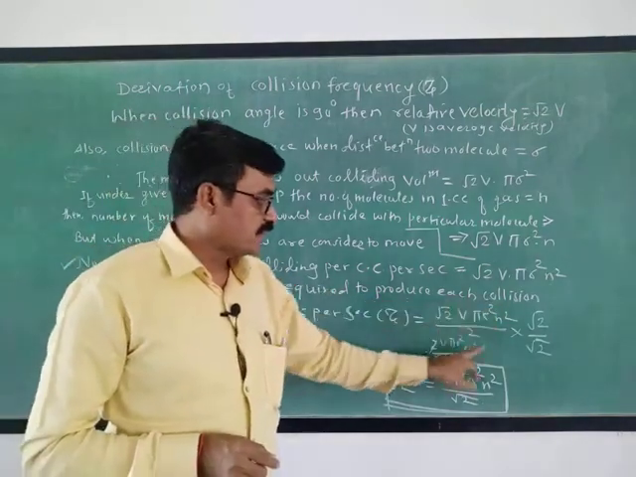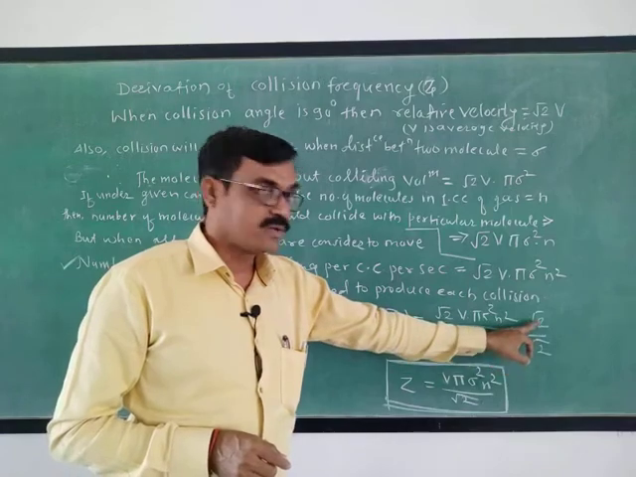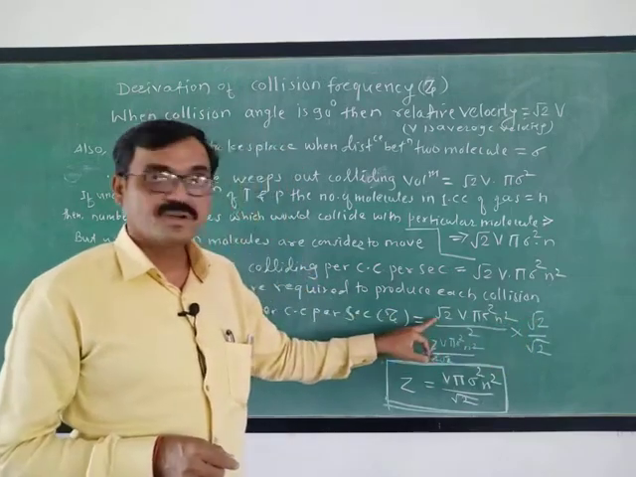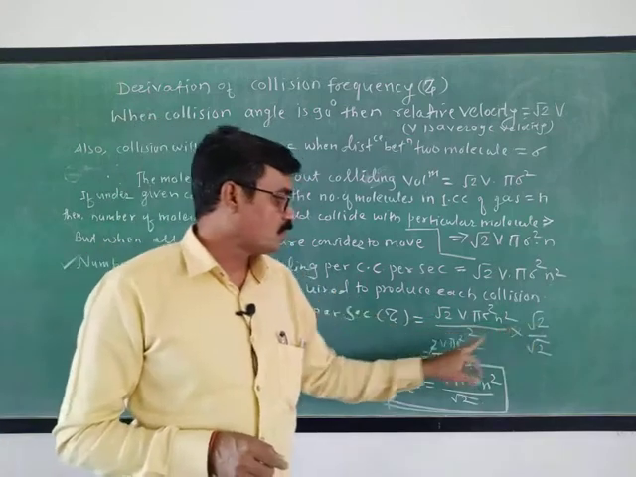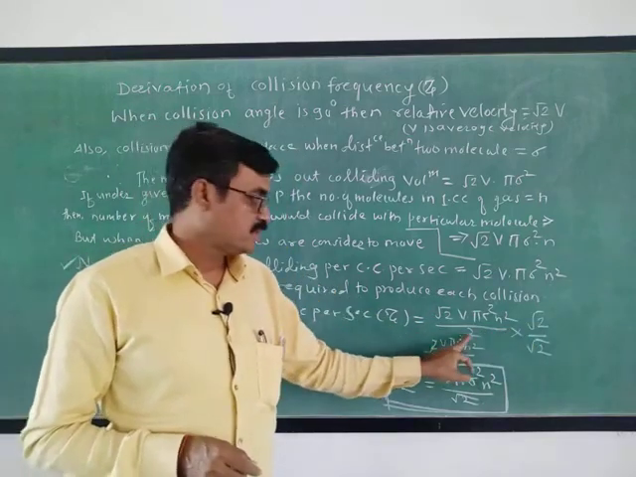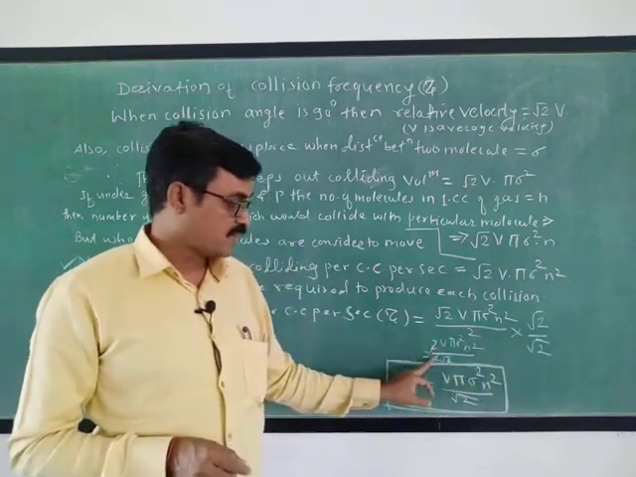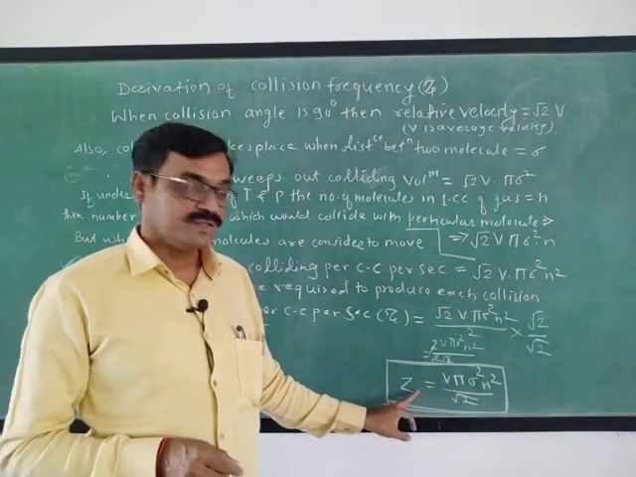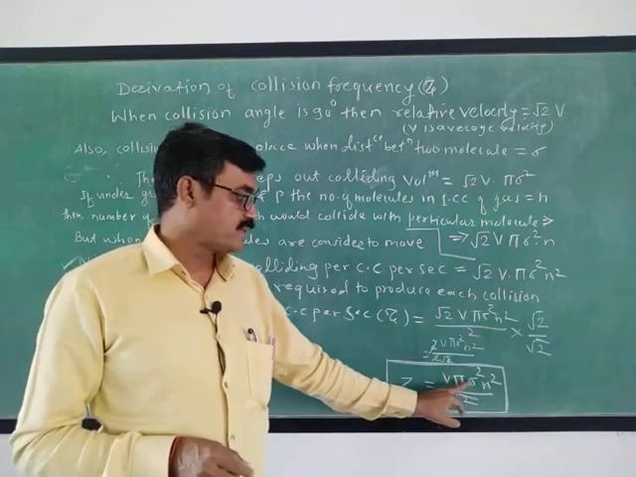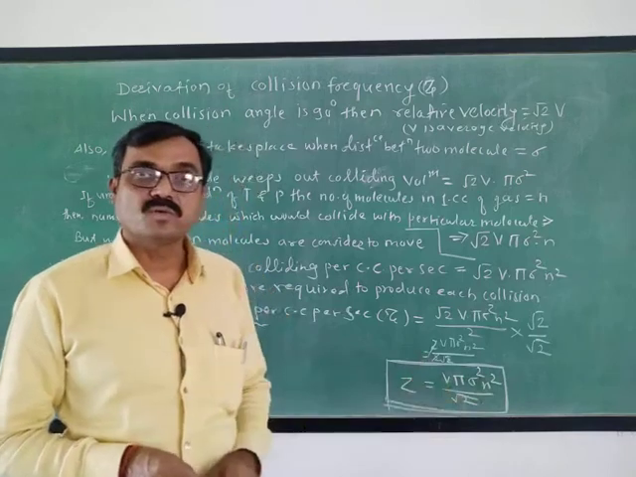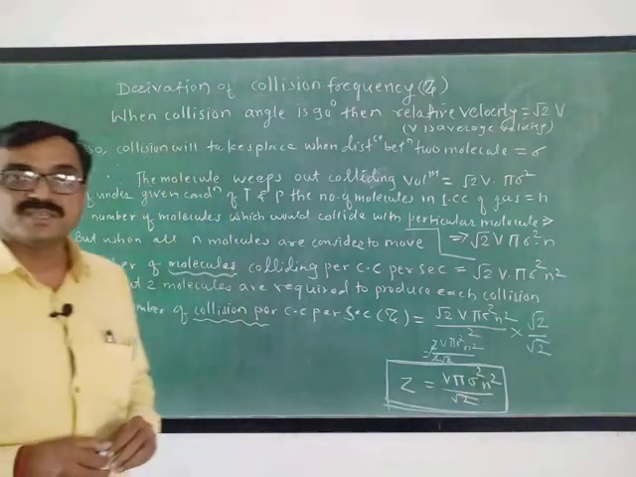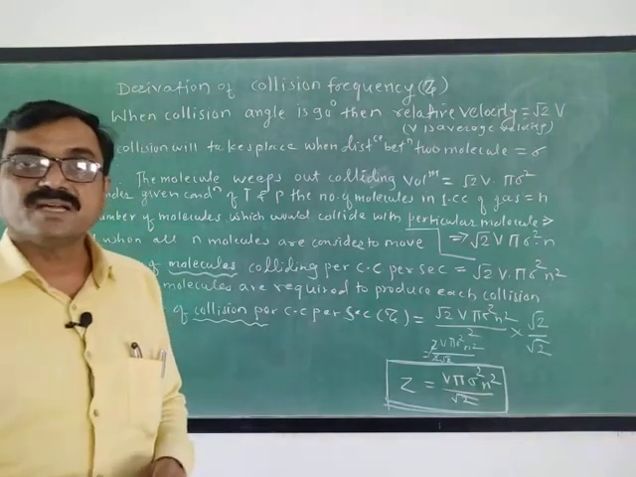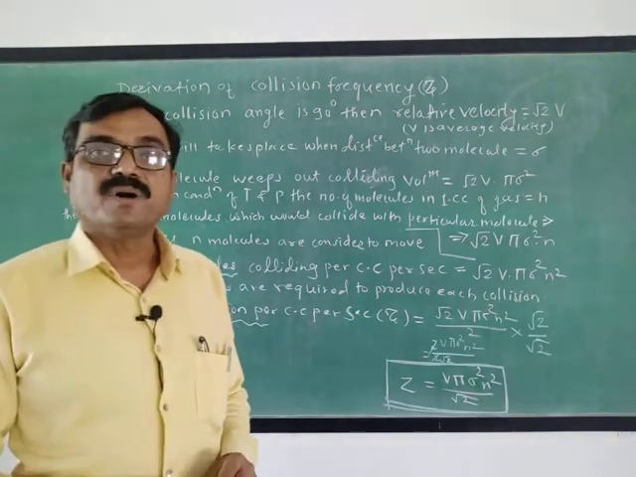After this, multiply and divide by √2. Why? Because of simple mathematics: √2 into √2 is 2, and the denominator becomes 2√2. The 2 gets cancelled. The remaining term is Z equals v π σ² n² upon √2, and this is nothing but the collision frequency, that is the number of collisions per cc per second.